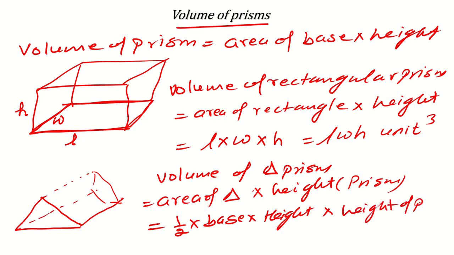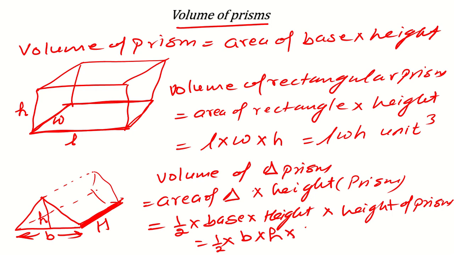Whatever is given to you in the exam, you can put it. And in this picture, this is the height of the prism, capital H, and this is the height of the triangle, small h. So it will be half times base B, this line, times small h, which is the height of the triangle, and capital H is the height of the prism. Okay, like this you can finish the question.